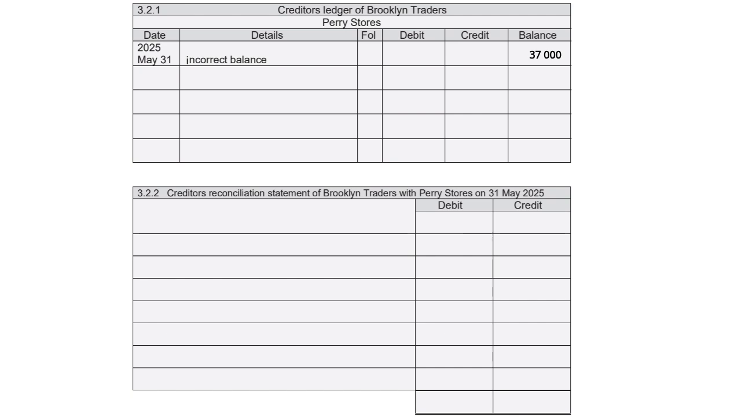Then if you go to your creditors reconciliation statement, you will see the account statement for Brooklyn Traders on 28 May ended with a balance of 45,000. It's a positive balance, so it's a debit balance. So now you're going to write debit balance according to account statement, 45,000. So that is the first step, to enter our balances.